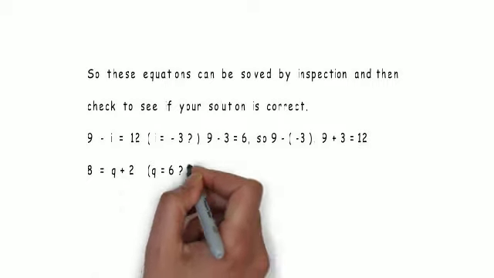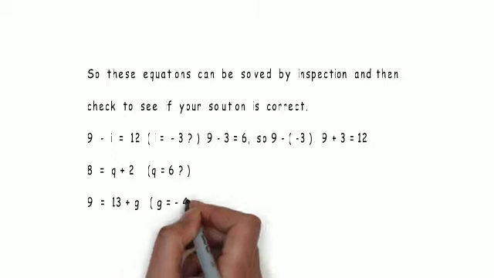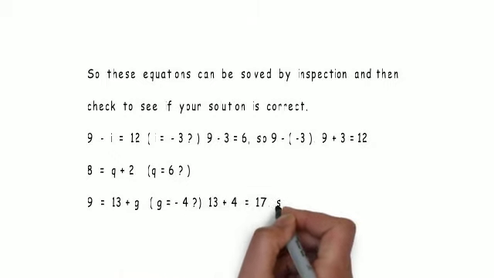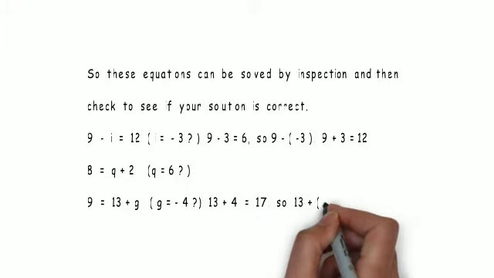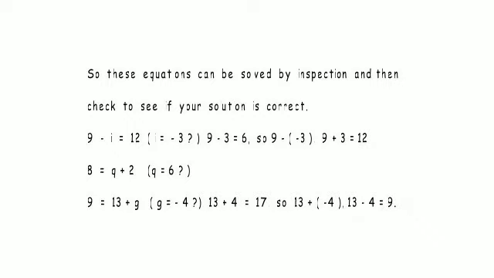8 equals q plus 2, that one is fairly straightforward. 9 equals 13 plus g. If we add something to 13, it's going to increase 13, such as 4. So therefore what we're doing is we are subtracting, and we are subtracting 4 from 13. That gives us 9. So we can inspect it and then check it.